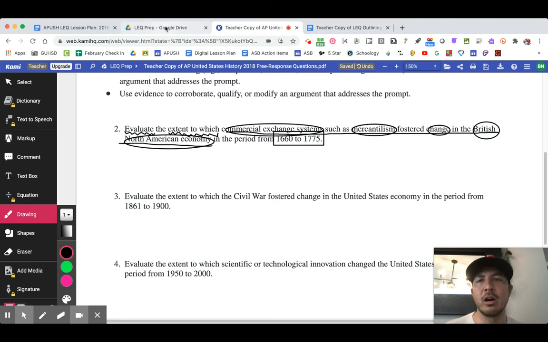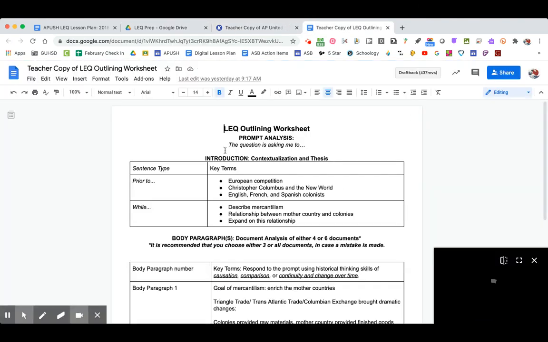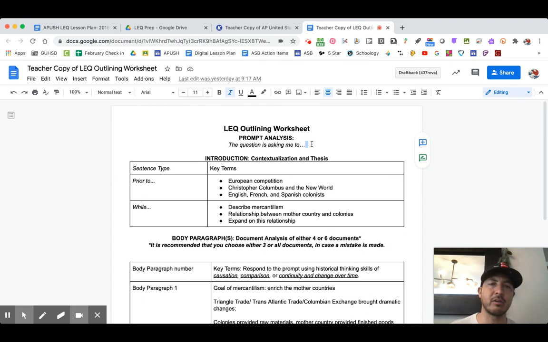All right. I learned from our last time that I kind of filled this out. So we're going to focus right now just on the contextualization and making sure that we understand what the question is asking us. You have your LEQ outline worksheet. I'm going to show you mine, and you can go ahead and write this down. Look, I didn't even write this in, so I apologize for that, but we'll put this in right now so you can follow along with me.